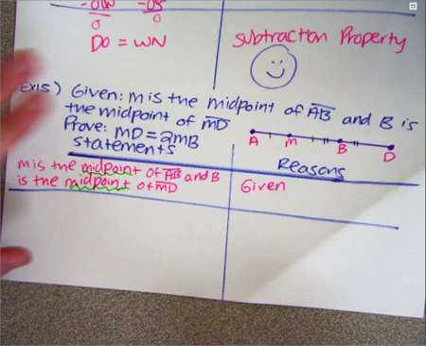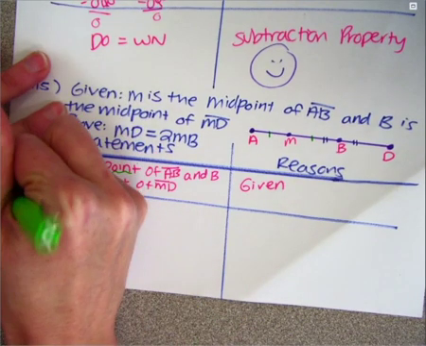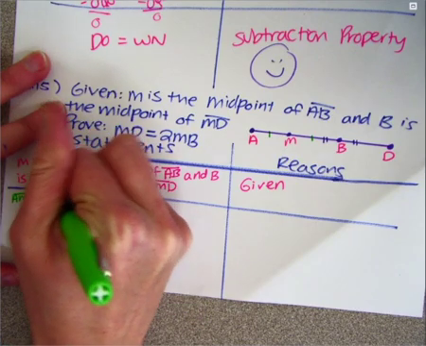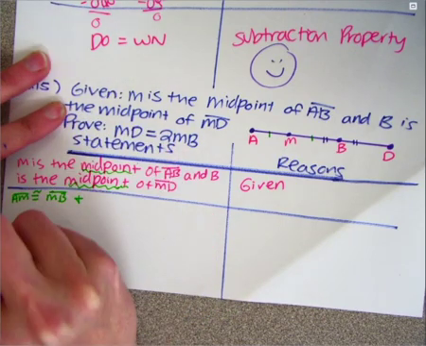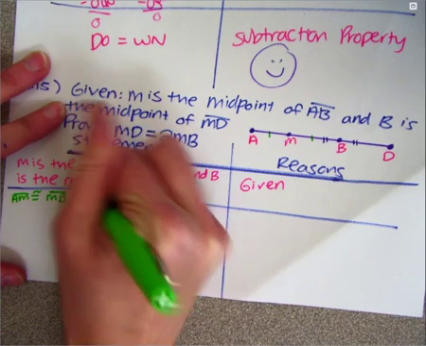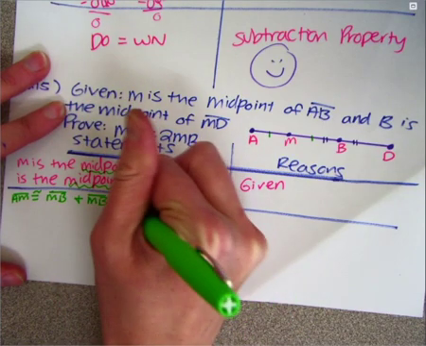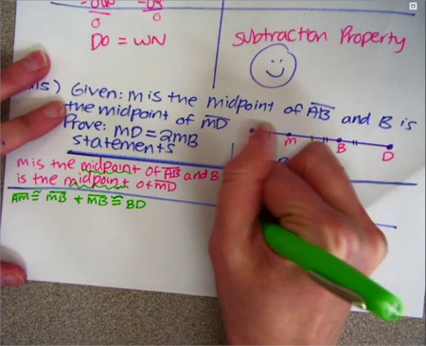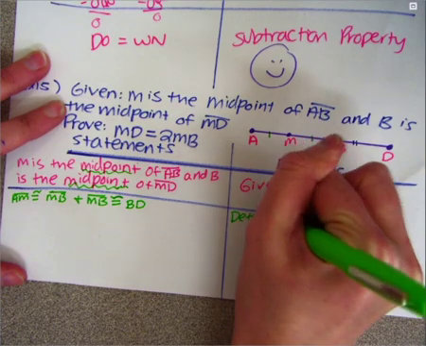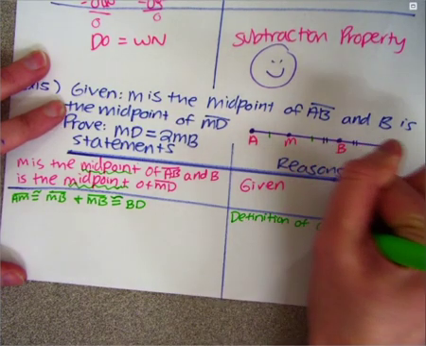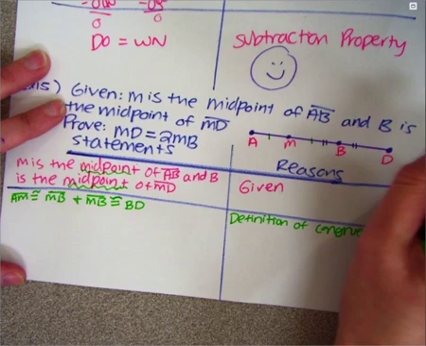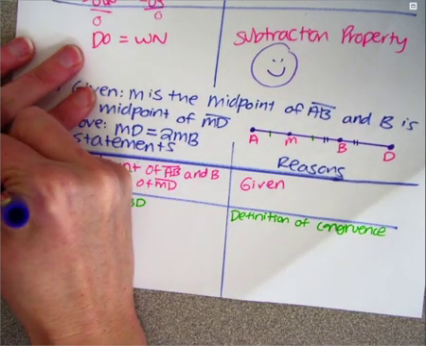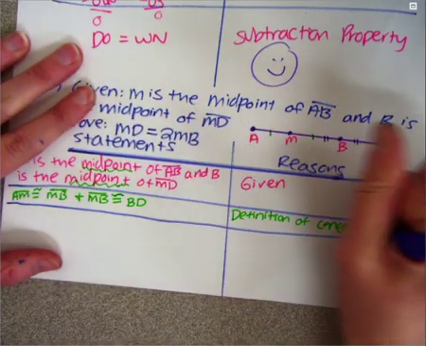I'm going to say that AM is congruent to MB and MB is congruent to BD, and this is because of my definition of midpoint. I'm trying to write small because I'm trying to save space. Okay, let's keep on going.